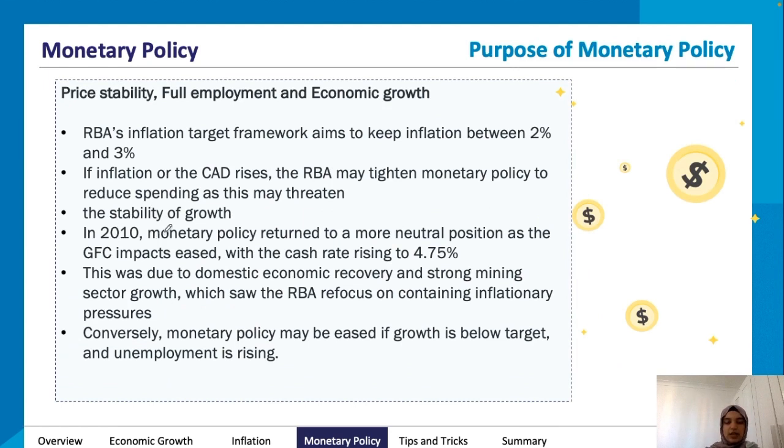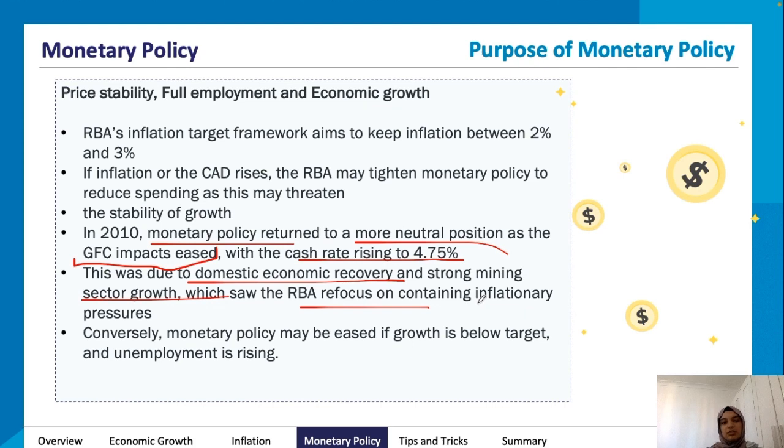So in 2010, the monetary policy returned to more of a neutral position as the GFC impacts eased, with the cash rate rising to 4.75%. Right, so in 2010, it sort of went back to normal because we had the GFC around 2008 to 9. So that's when it sort of started going back to normal. So why was this? It was because there was a domestic economic recovery and strong mining sector growth, which saw the RBA refocus on containing inflationary expectations.